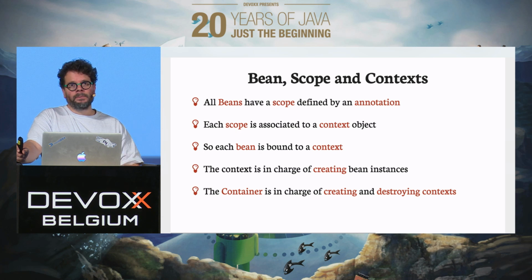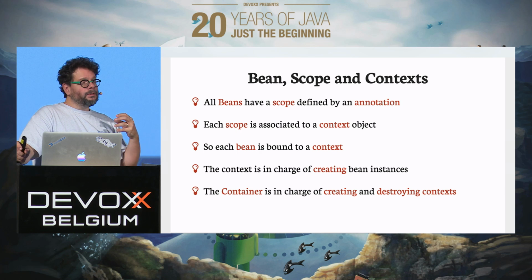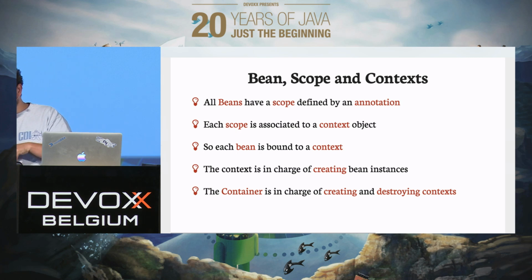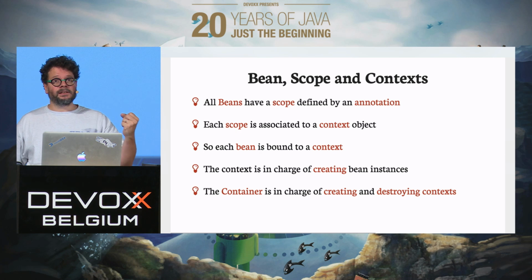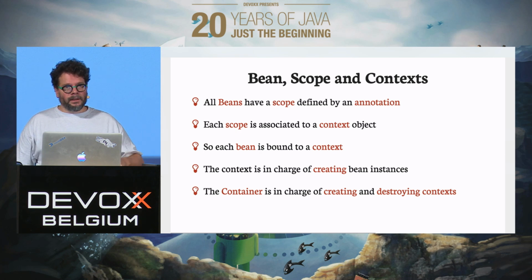Each of the scopes is associated with a context object. So with this scope annotation, your bean is bound to a context. Contexts are containers in charge of creating the instances for your beans. And the container is in charge of creating and destroying contexts, or saying this context is active or inactive.